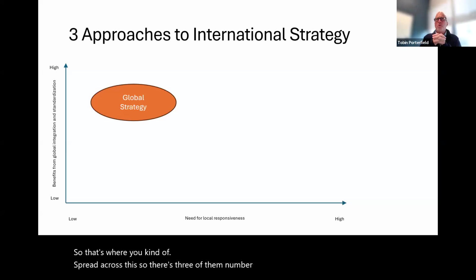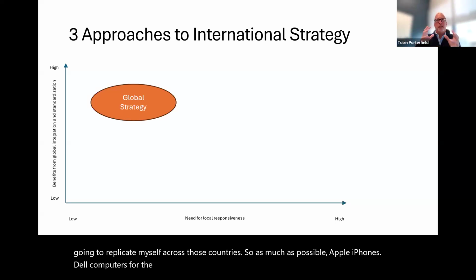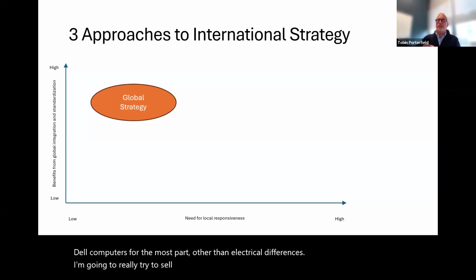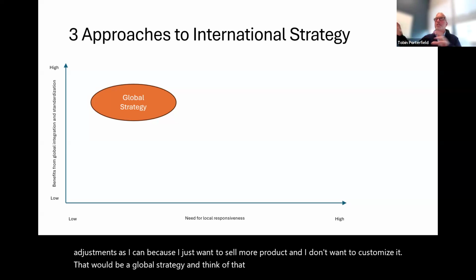Number one, global strategy. In this case, I'm essentially going to replicate myself across those countries. So as much as possible, with Apple iPhones and Dell computers, for the most part, other than electrical differences, I'm going to really try to sell those same products. Maybe I'll change the keyboard, make as minor adjustments as I can, because I just want to sell more product and I don't want to customize it. That would be a global strategy. Think of that as replicating my products across the globe.